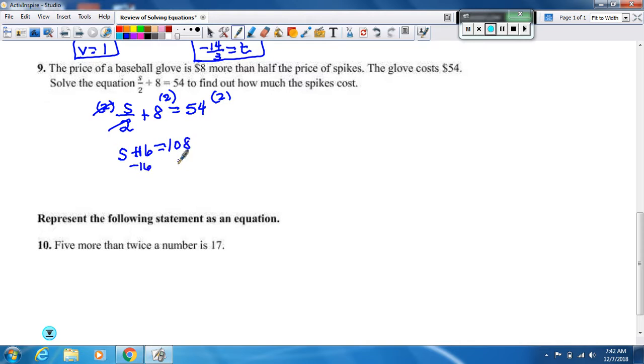Subtract 16 from both sides. S, opposites cancel, equals 92. Okay, the spikes cost $92.